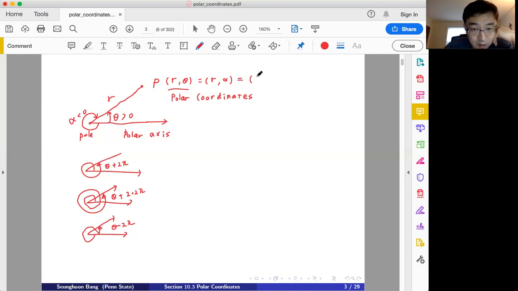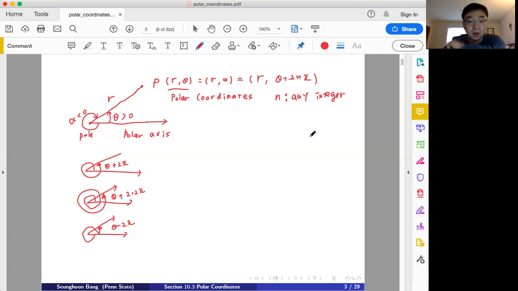This is the same as (r, theta plus 2n pi). n equals 1 is only one revolution, n equals 2 is two revolutions, and so on. So what is n? n is any integer, going like this, any integer. Okay, this is polar coordinates.